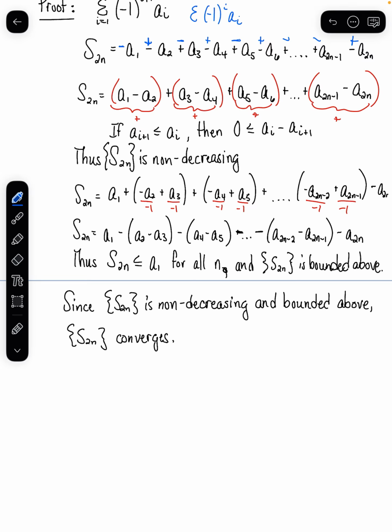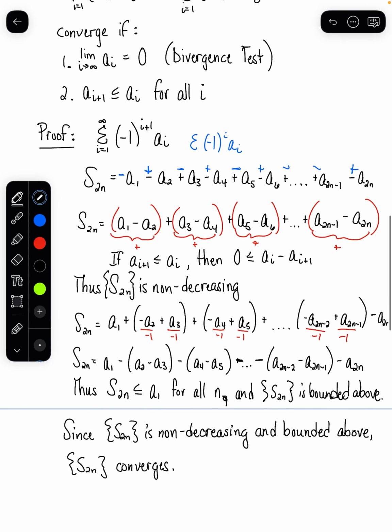In that case, we can easily deal with this by just factoring a negative 1 out from everything, and the whole thing works exactly the same, except because of the negative, it would change the sequence of partial sums to be non-increasing and bounded below. So if it's non-increasing and bounded below, then it also converges. So the adjustment for a series that starts with a negative term is trivial here.